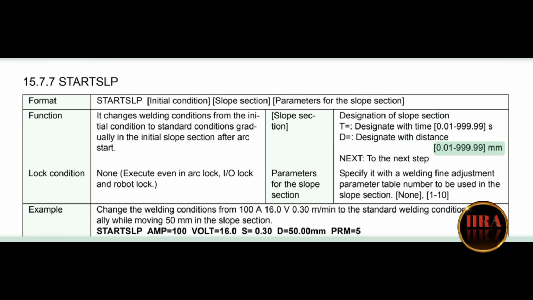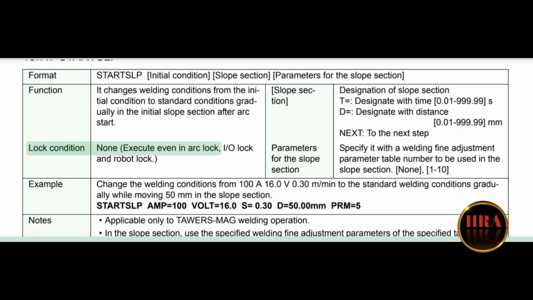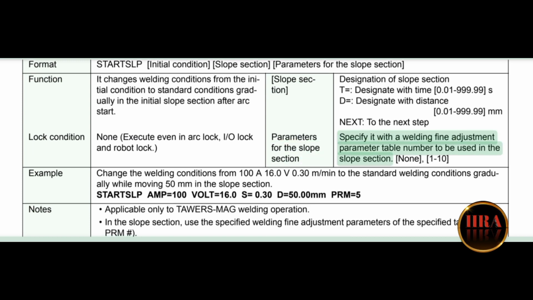0.01 to 999.99. Next: to the next step. Lock condition: none, execute even in arc lock, IO lock, and robot lock. Parameters for the slope section: specify it with a welding fine adjustment parameter table number to be used in the slope section.